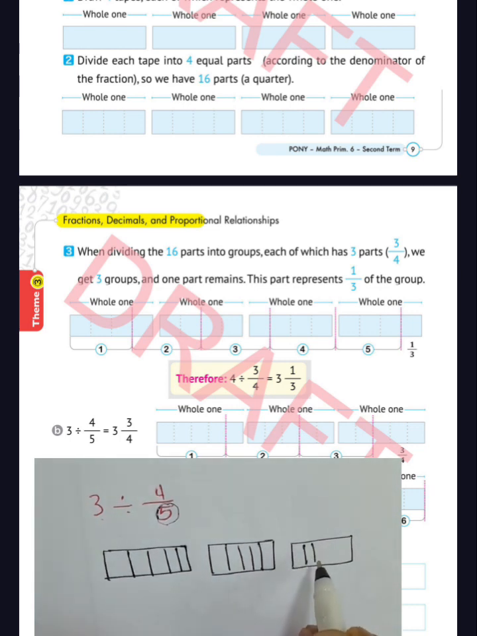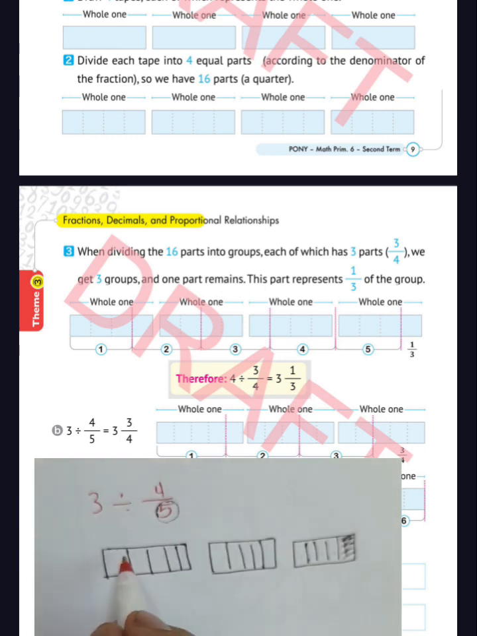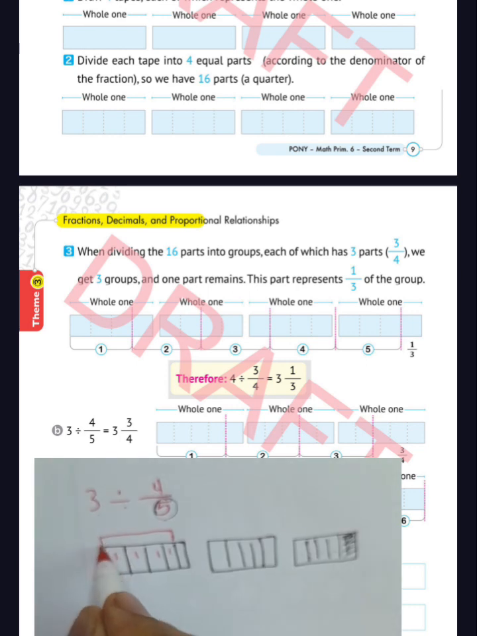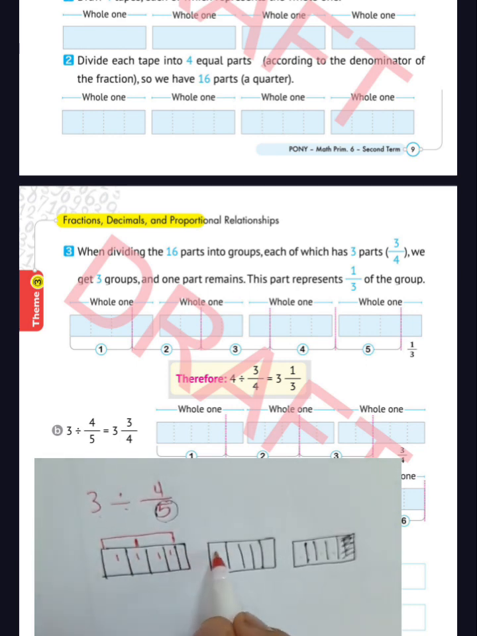One, two, three, four, five. We have five parts in each one of them. Now you will count four parts here: one, two, three, four. This part is one. One, two, three, four.